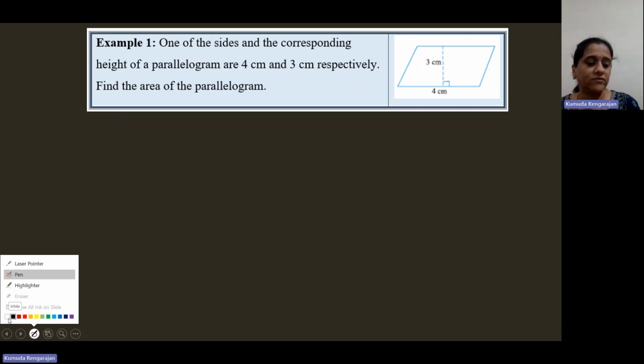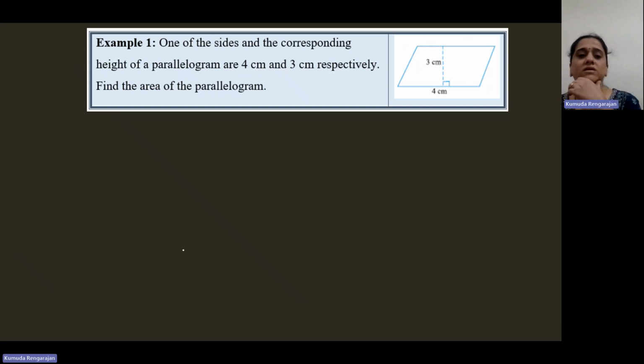Okay. So the first plane figure we are going to see in this chapter is a parallelogram. In a parallelogram, opposite sides are equal.